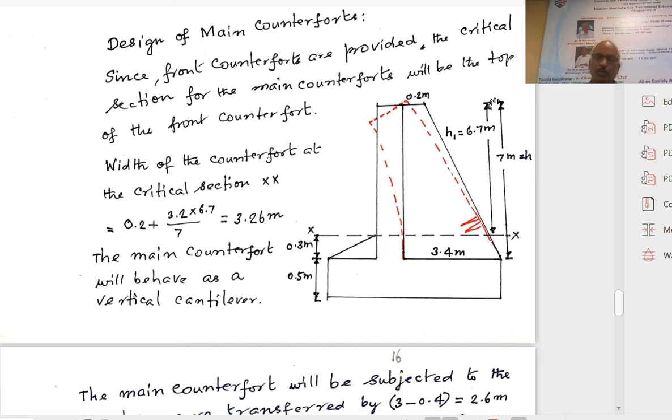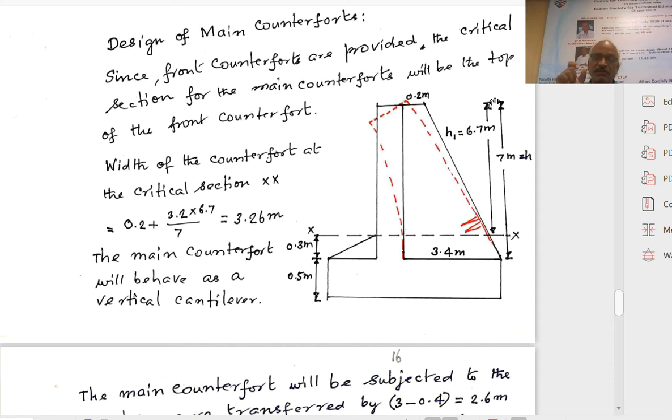But here one more point, because we have provided a front counterfort for a depth of 0.8 meter from the bottom, the depth of the counterfort is 0.8 meter. So when we take the bottom, that is, the top of the slab, because both counterforts are the same section, for the entire 4.8 meters length we have concrete. Only from the top of the front counterfort the thickness is less, the width is less.